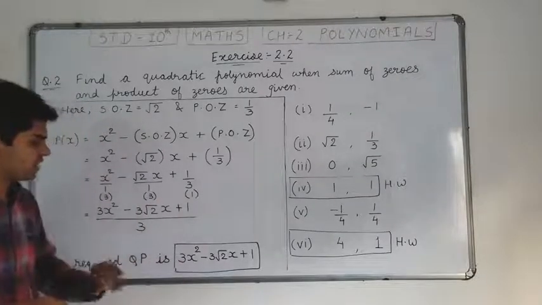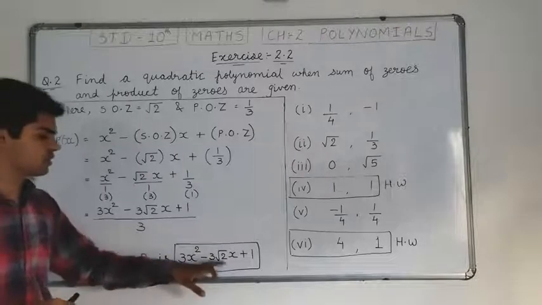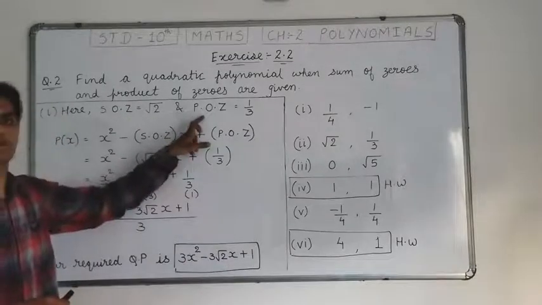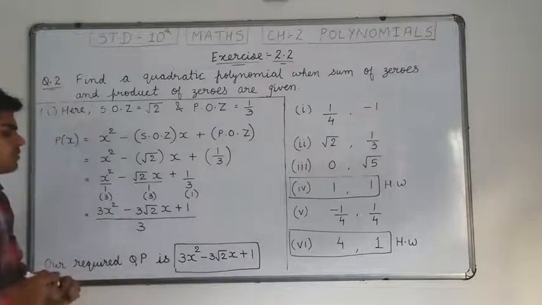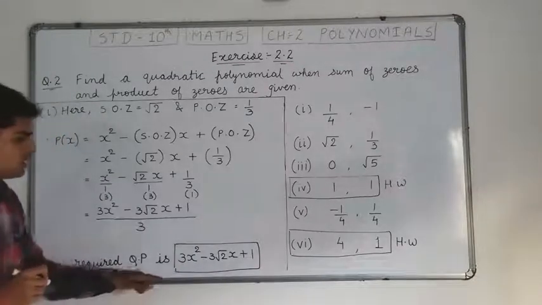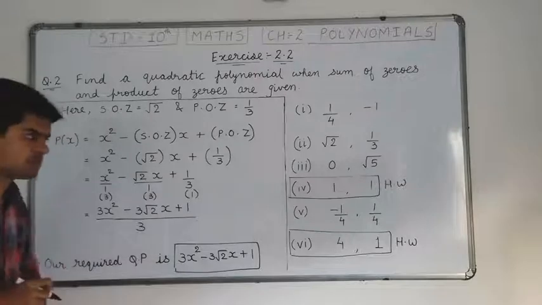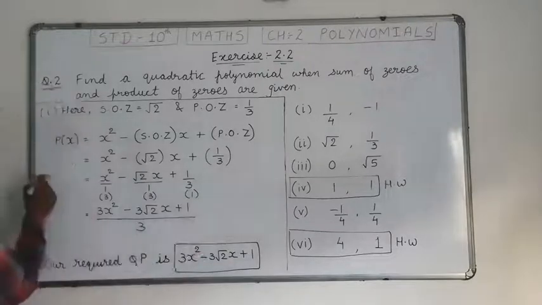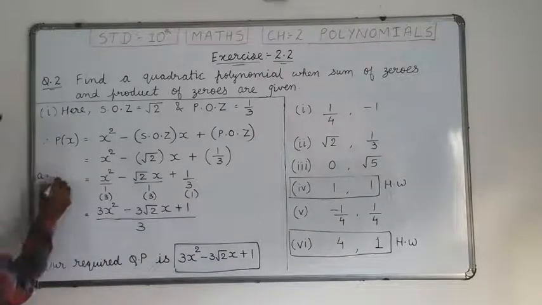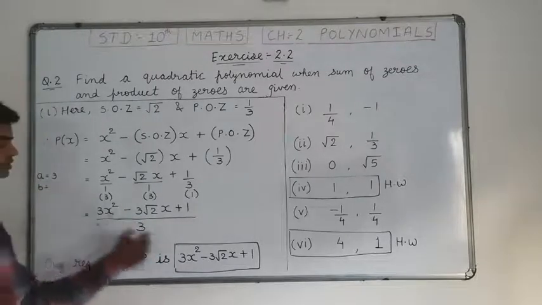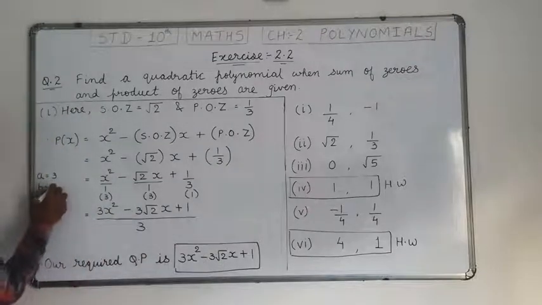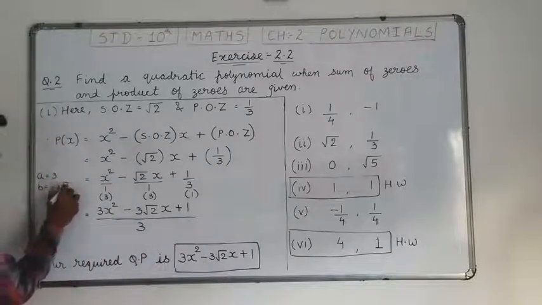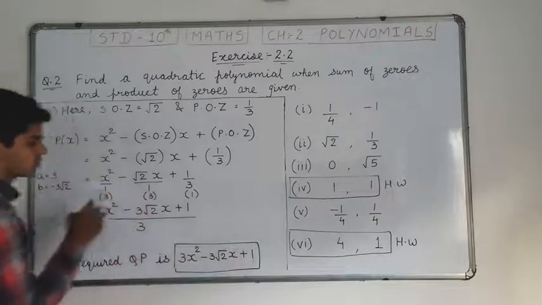So let us verify. First of all, to find sum of zeros and product of zeros, you have to compare with the general equation. Now if you compare with the general equation, then the values of a, b and c will be: value of a will be 3, value of b will be, with sign, minus 3 root 2. Value of c will be only 1.